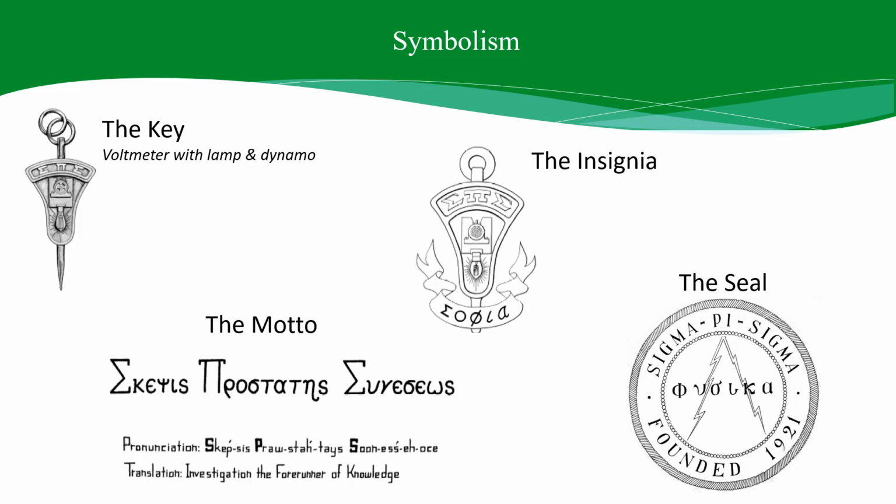So it speaks to the goal of physics and astronomy, which is to understand that which is unknown. Our name, Sigma Pi Sigma, comes from the first letters of this motto. The motto emphasizes the experiments that are the basis of progress in science. And then we have the key.